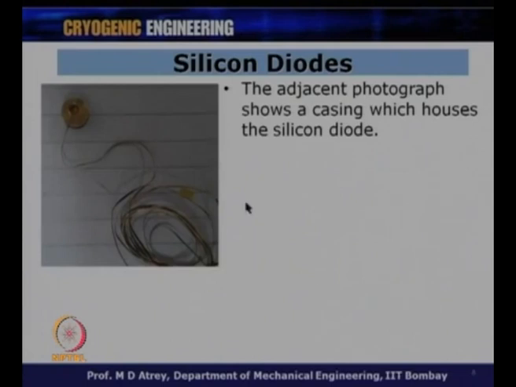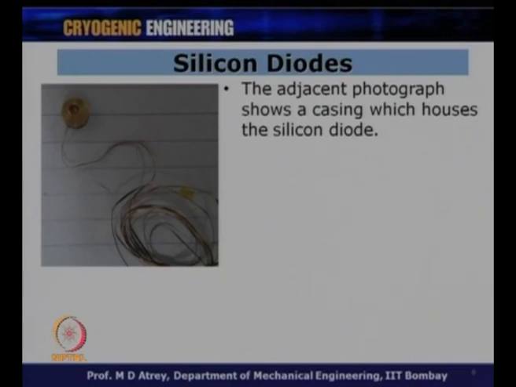Alright, so you can see a silicon diode. The adjacent photograph shows a casing which houses the silicon diode. We saw the photograph of the silicon diode earlier; it's a very small thing and it's very costly. Therefore, normally one need not touch the silicon diode directly. It is always kept in some kind of casing. So you can see a copper casing over here, and it has a small hole with which you can have a brass nut or screw kind of a thing, with which it can be attached to the surface whose temperature has to be measured.